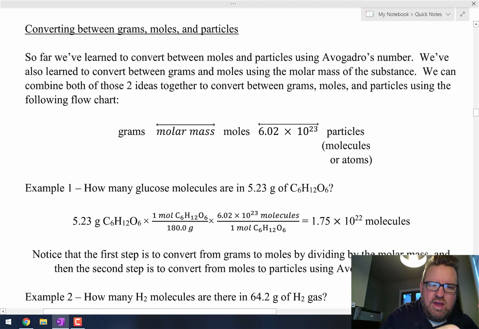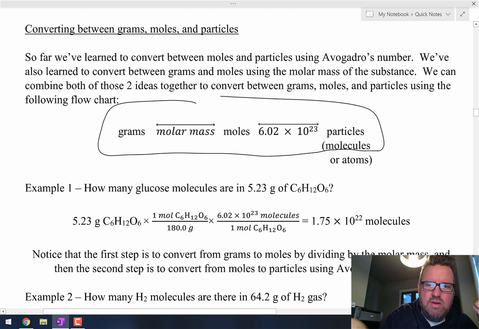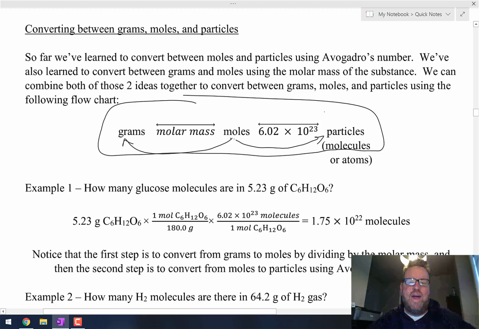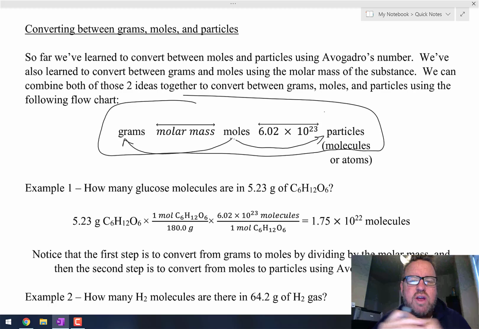Well, today what we're going to do is combine those two ideas together, as you can see right here. Moles can go to grams, and moles can also go to the whatevers. And typically in chemistry, we call the whatevers particles. But again, it can be 6.02 times 10 to the 23rd, whatever.